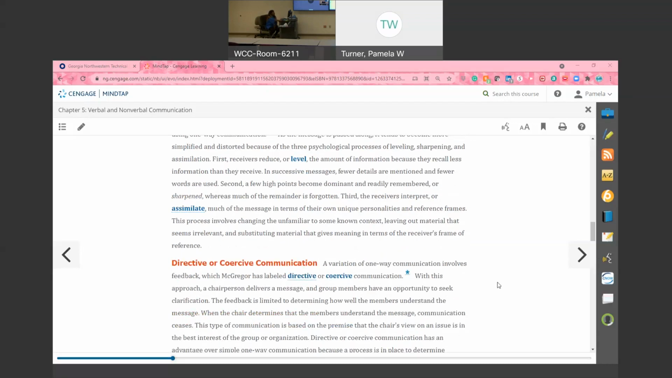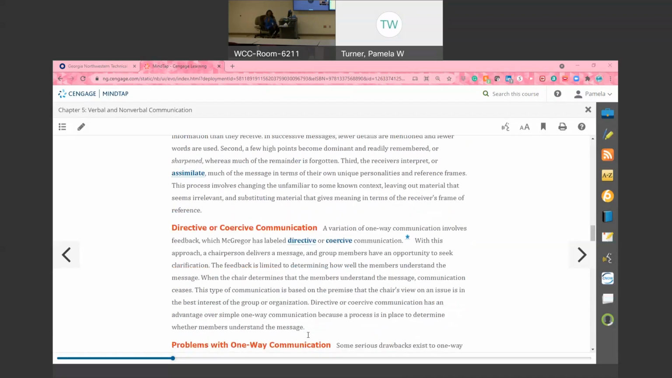Of course, the variation of one-way communication involves feedback. So there's directive and coercive communication. Directive is me telling you what to do. Coercive is when I'm telling you what to do, but there's kind of my thumb on your head. So I'm telling you to go clean your room, but I am putting some power into that.